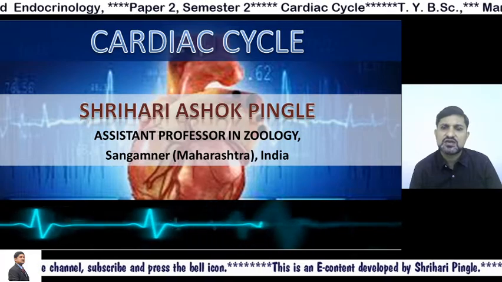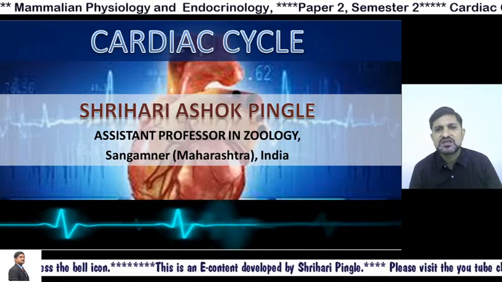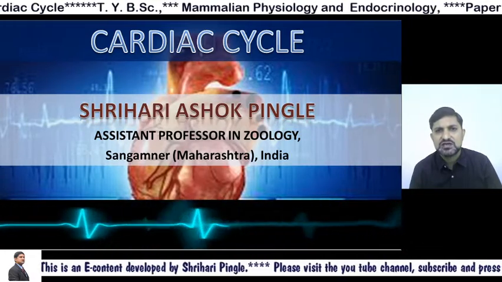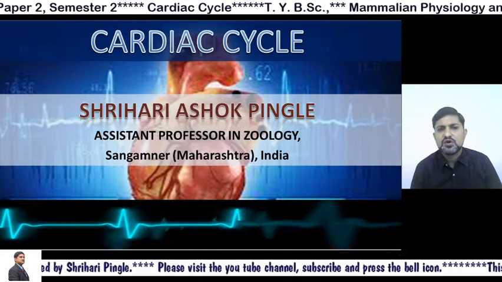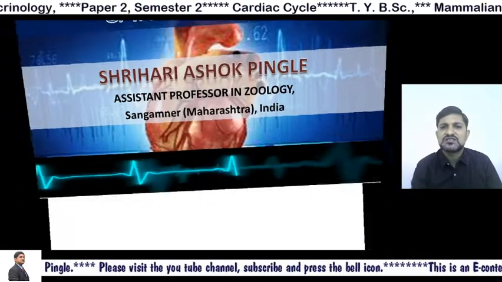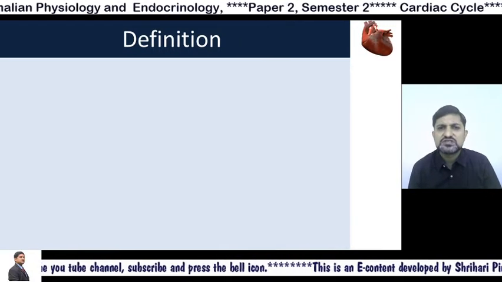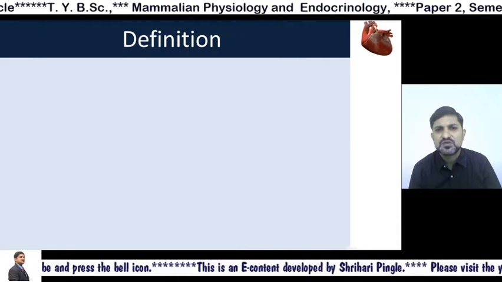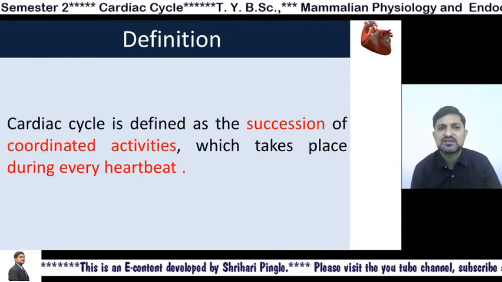Today we will be talking about cardiac cycle. When we focus on these two words, cardiac cycle, we get an idea that we'll be talking about heart and we'll also be talking about a cyclic event. We all know that our heart beats more than 70 times in a minute. But what are all the events which are taking place during that single heartbeat? Those cyclic events are called as cardiac cycle.